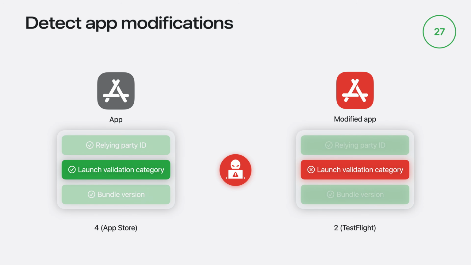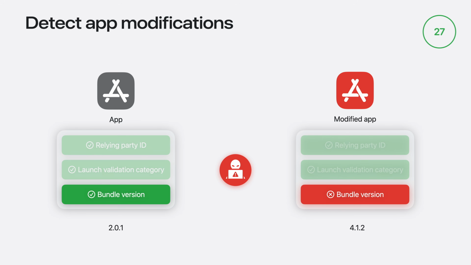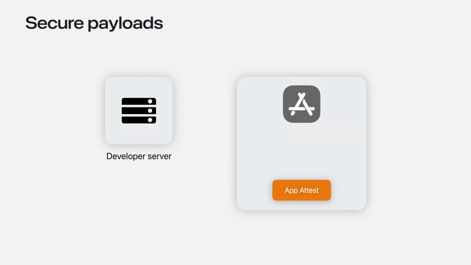New in iOS 27, it highlights the launch validation category of your app on the user's device. You may have distributed your app through the App Store, but observe App Attest indicating a TestFlight launch validation category. It also identifies the bundle version for the version of the app that you ship. If a fraudster re-signs your app with an updated bundle version that you are not aware of, this will be transparent through App Attest. Lastly, you can secure payloads from your app to your server using App Attest.